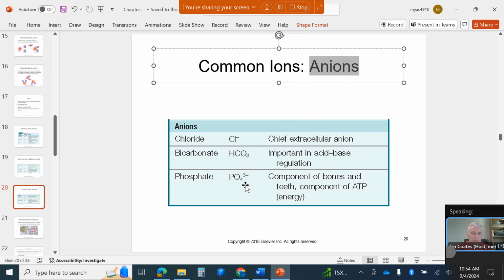Phosphate, PO4 3-. This is what we call a polyatomic ion. You'll see there are many atoms. There are 5 atoms involved here. By the way, how many atoms do you see in here? Hopefully you can see 5 in the bicarbonate. There's a hydrogen atom, a carbon atom, and then there are 3 oxygens. And the phosphate polyatomic has 1 phosphorus and 4 oxygens, components of bones and teeth, components of ATP, which we'll get into next week, as I recall.